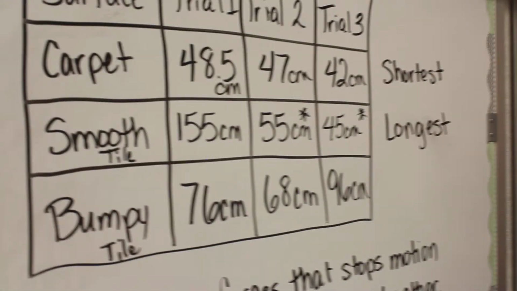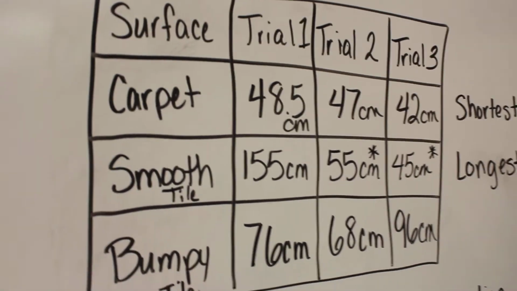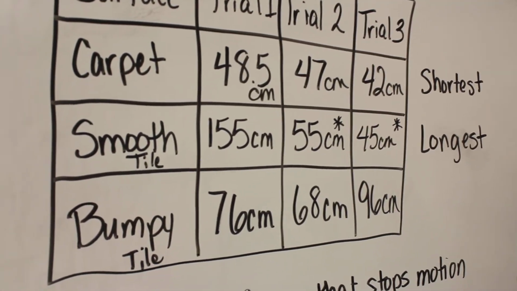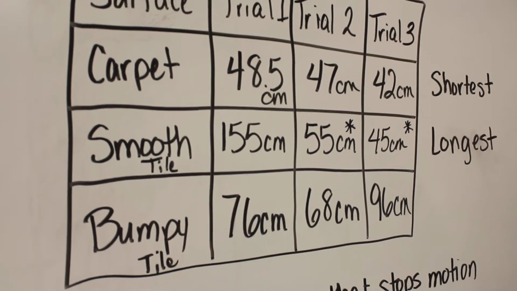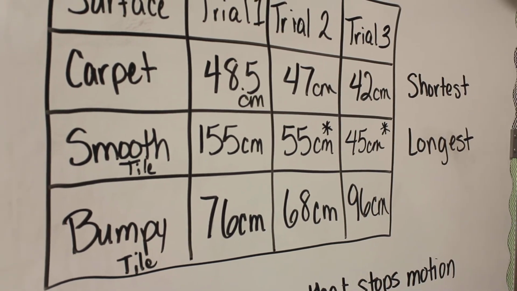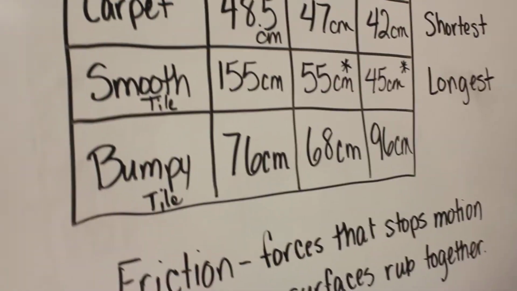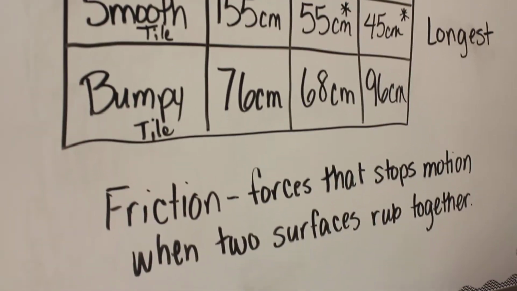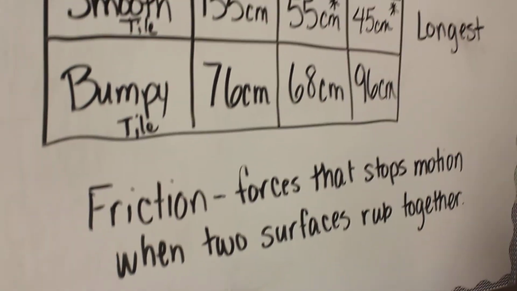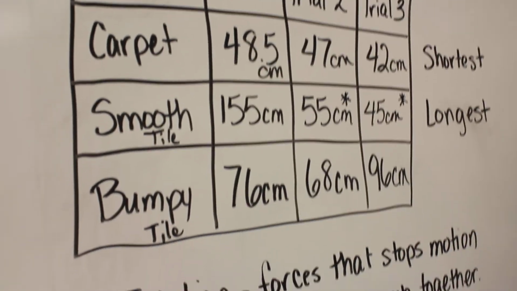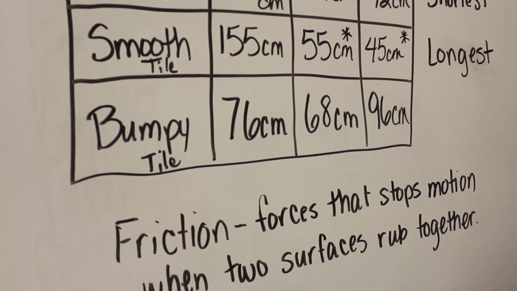So which one of these do you think would probably have the most friction? Which one do you think would have the least friction? So think about that, and on your chart I want you to write your conclusion. Based on this data, what do you think the conclusion is for this investigation?